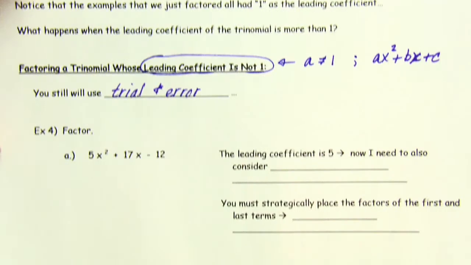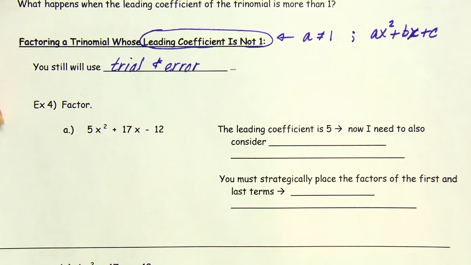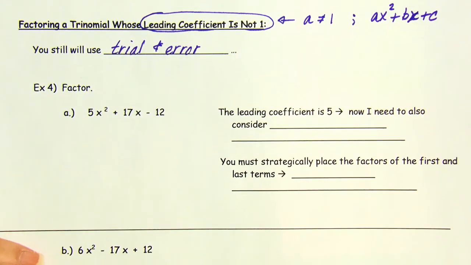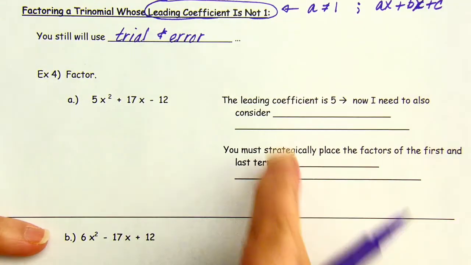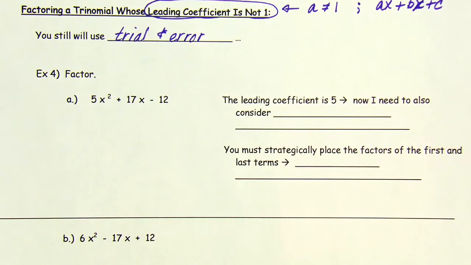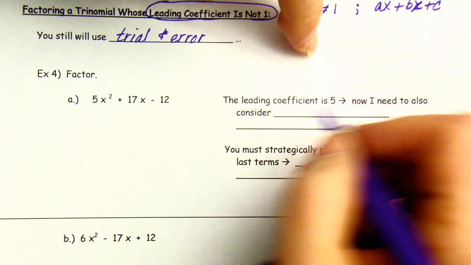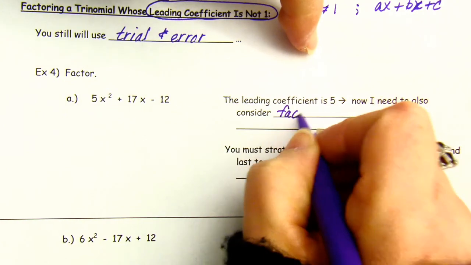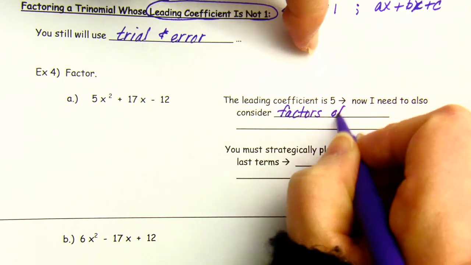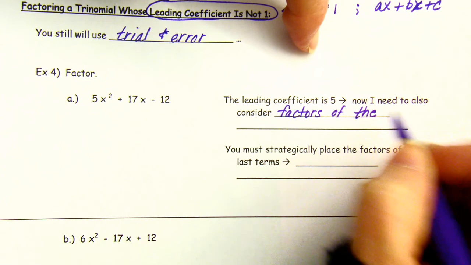All right, so I'm going to move up my paper. And we're going to fill in this part of the notes. So if I look at this example, number 4a, it says factor 5x squared plus 17x subtract 12. The leading coefficient is 5. Now I need to also consider factors of the first term.